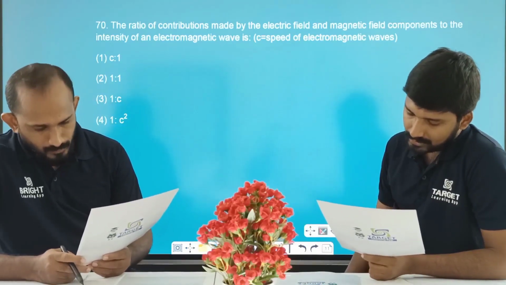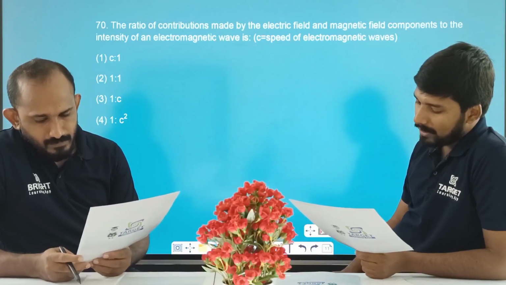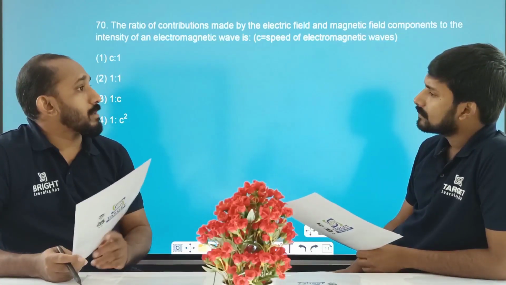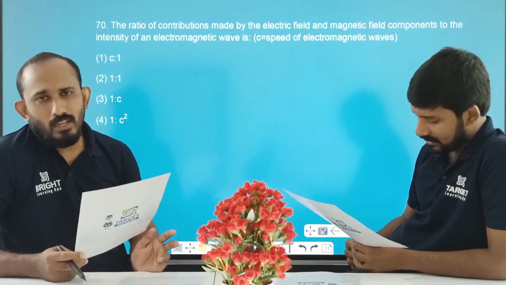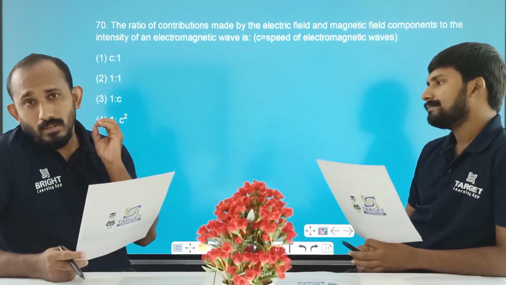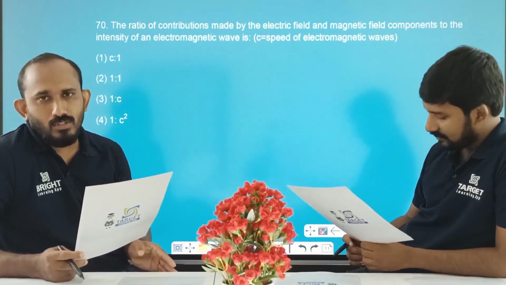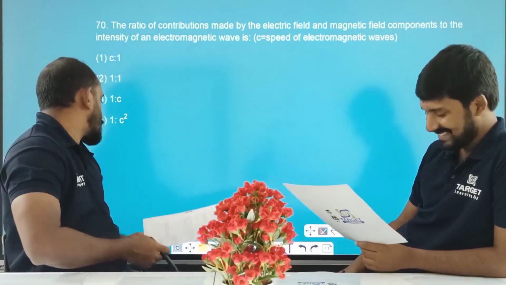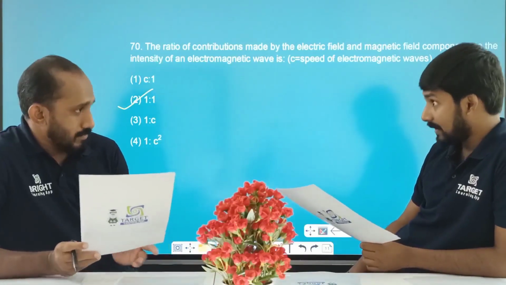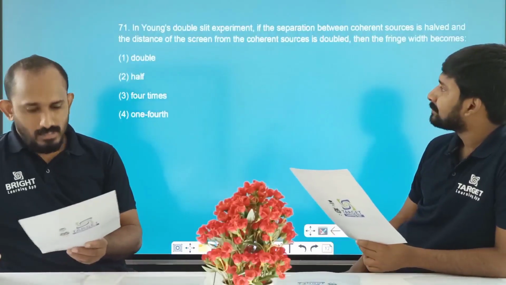The 70th question. The ratio of contributions made by the electric field and magnetic field components to the intensity of electromagnetic waves. That's from the grade 12 syllabus, the EM waves chapter. It's a very direct question. In EM waves we have two components, electric field and magnetic field, and we know that the energy contributed by both fields will be the same. So the intensity ratio is 1:1. Electromagnetic waves, yes, but electromagnetic induction, no questions this time.